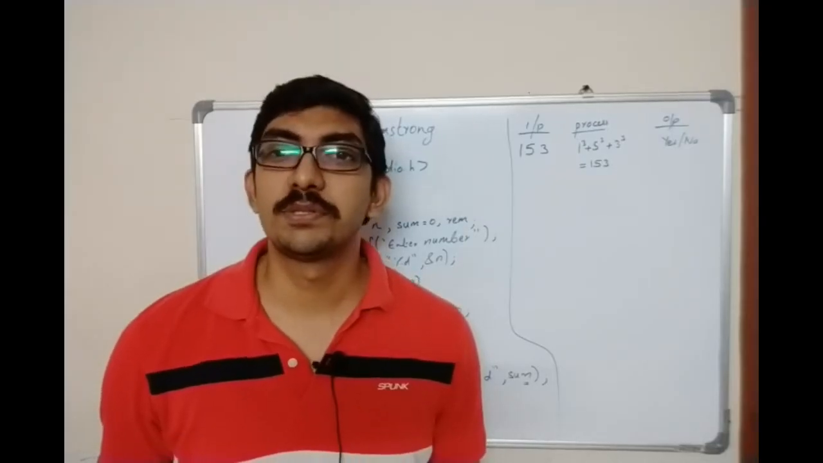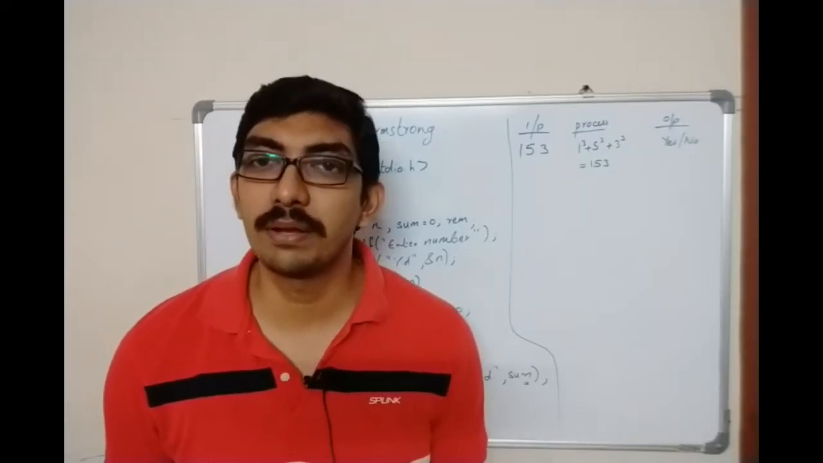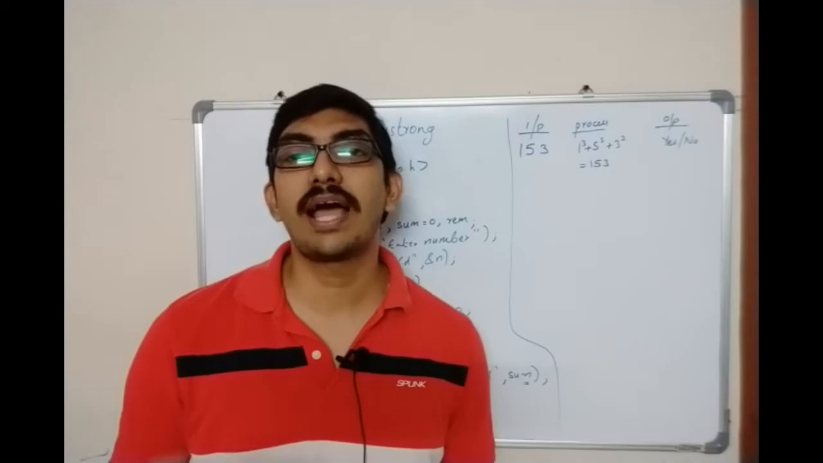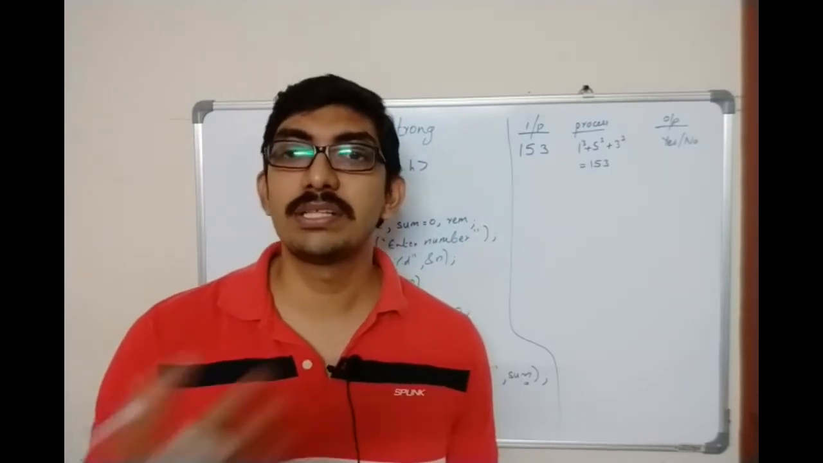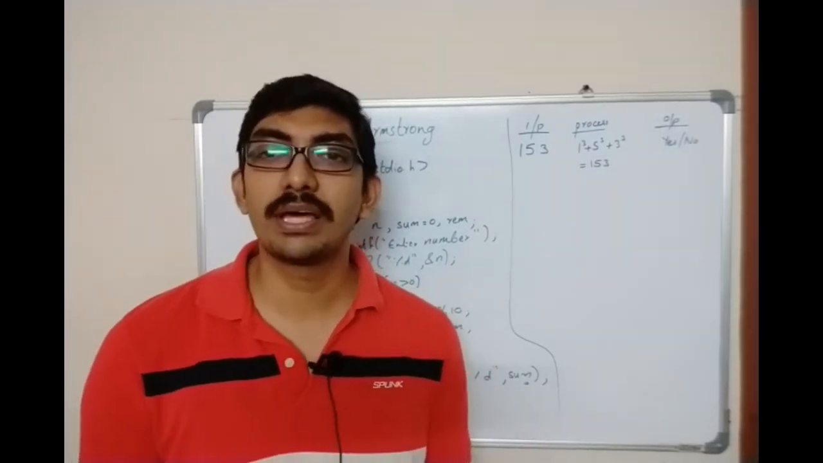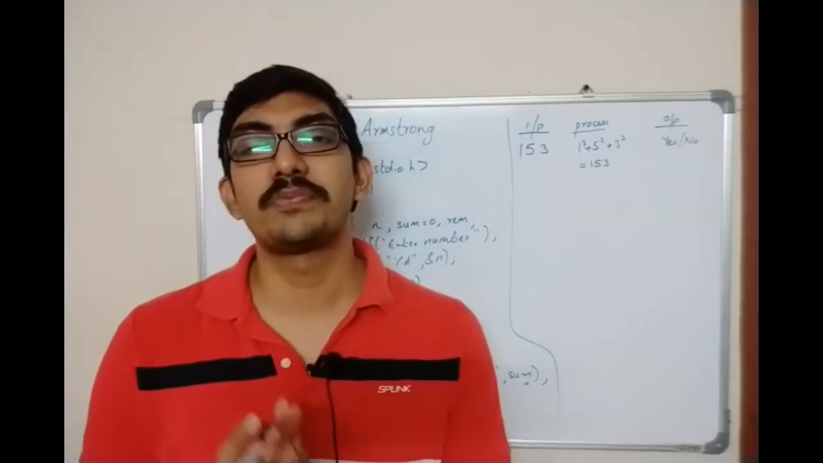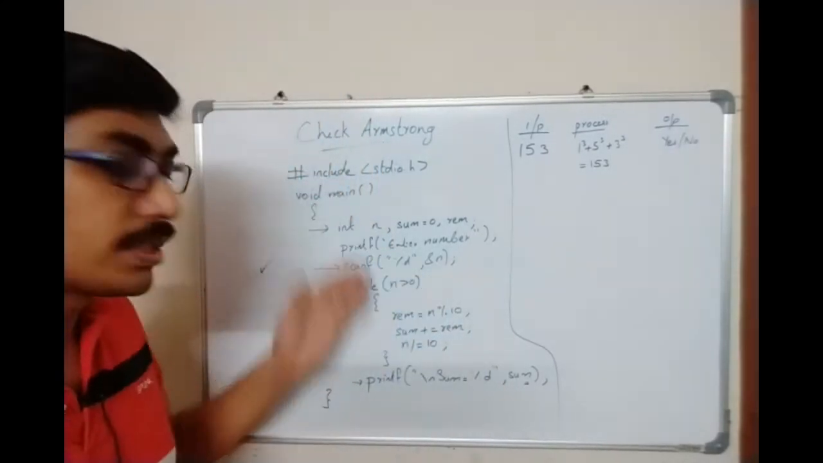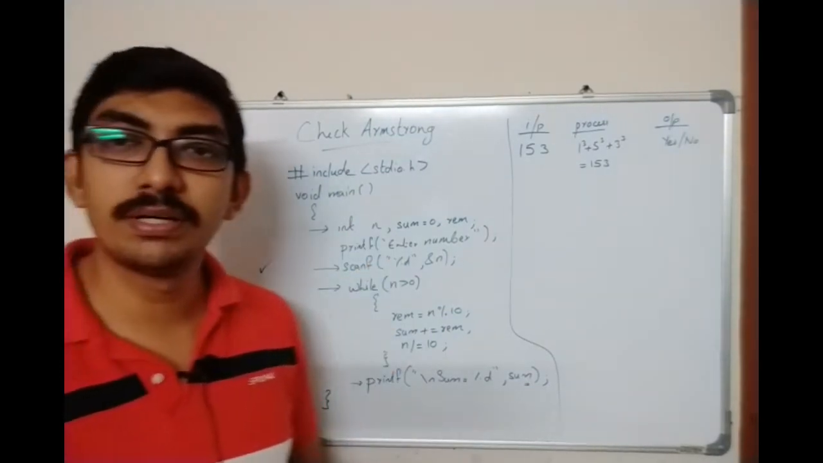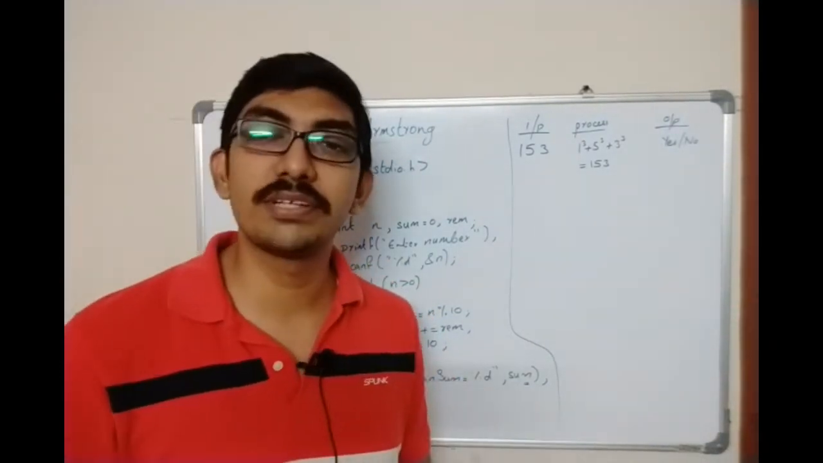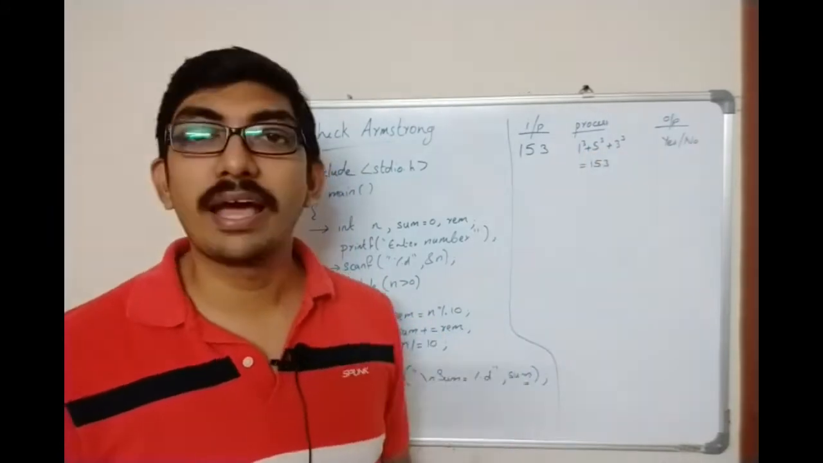Hi everyone. In this video we will see a program to check whether the given number is Armstrong or not. Already in the previous video we have seen how we can find the sum of digits of a number. These two programs are very much similar. So I have the code written for the sum of digits of a number, and we will see how we can modify this code into checking Armstrong or not.